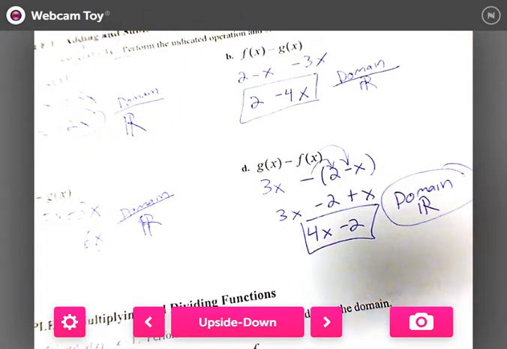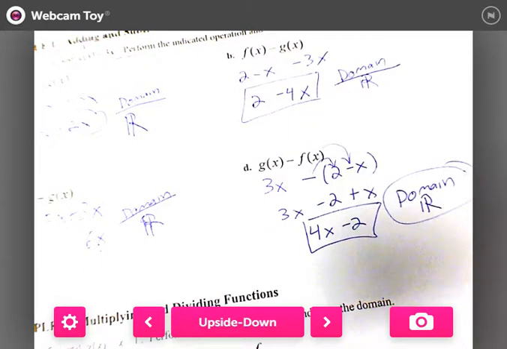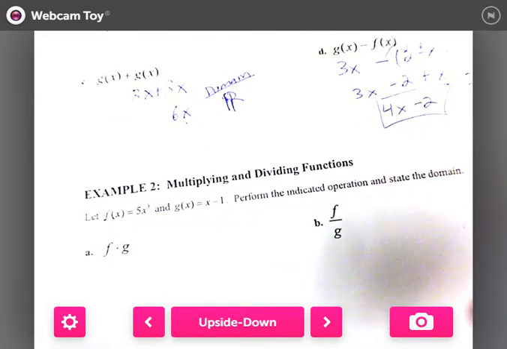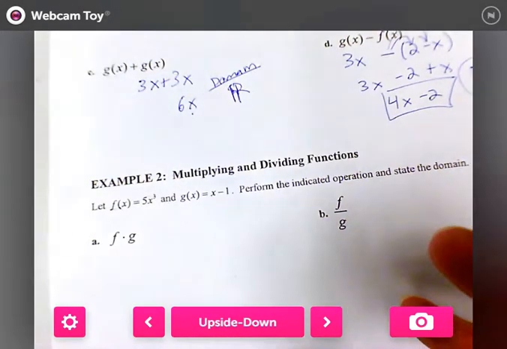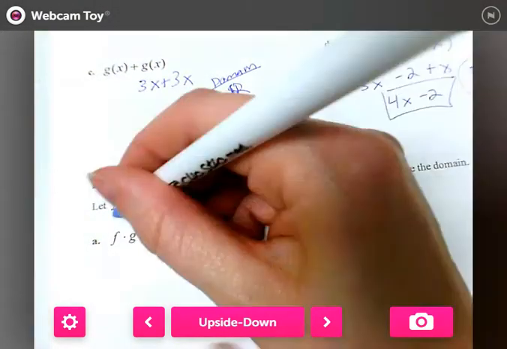Any questions about A, B, C, or D? You guys feel pretty comfortable with those? You've got problems just like this for your homework. Number 2 is about multiplying and dividing. We're going to do the same thing, but multiplying or dividing. Again, you have to look at the directions.